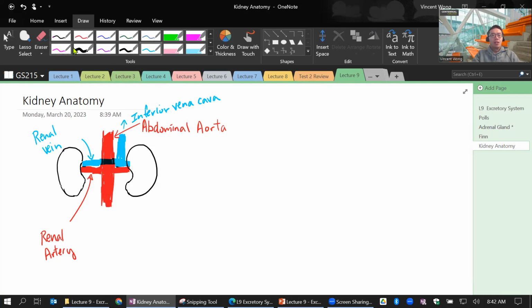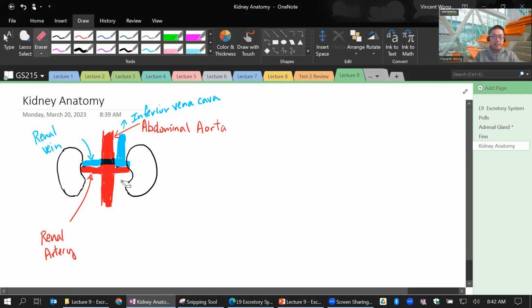So that is again the kidney, and there's a little indentation here on the side. Maybe I make it a little bit more obvious. A little concave section for the blood vessels to go in. So this concave section is called the hilum. The hilum.